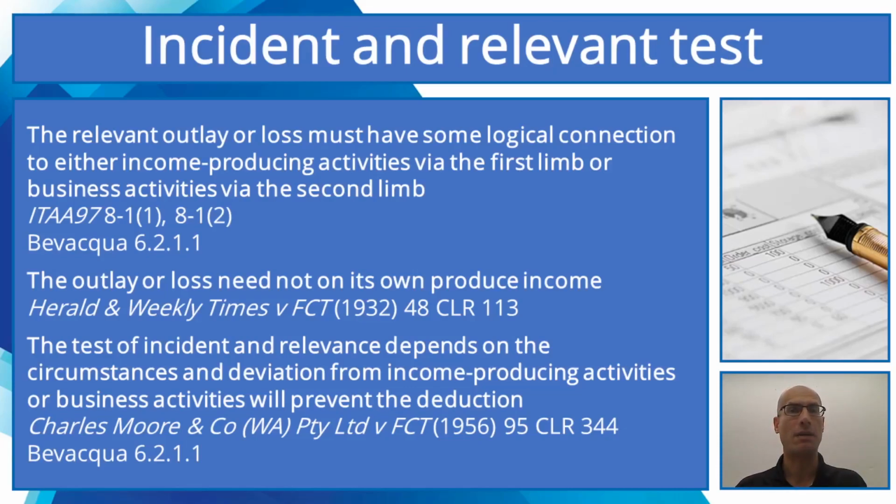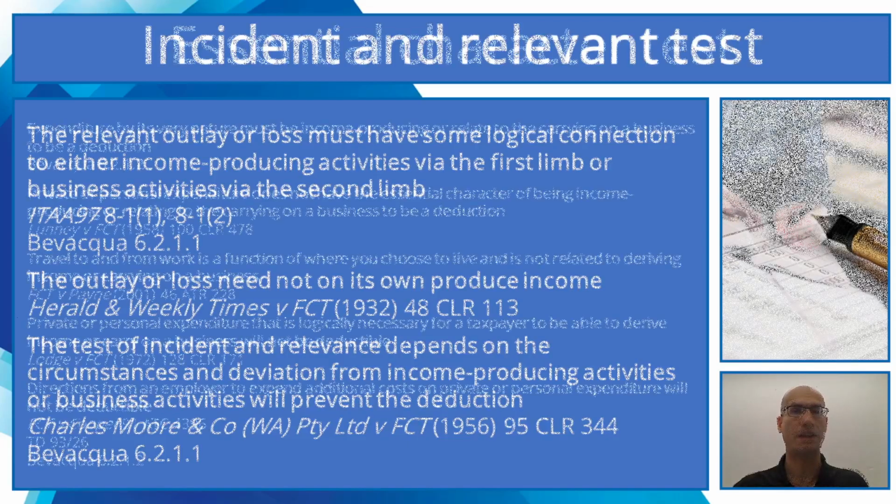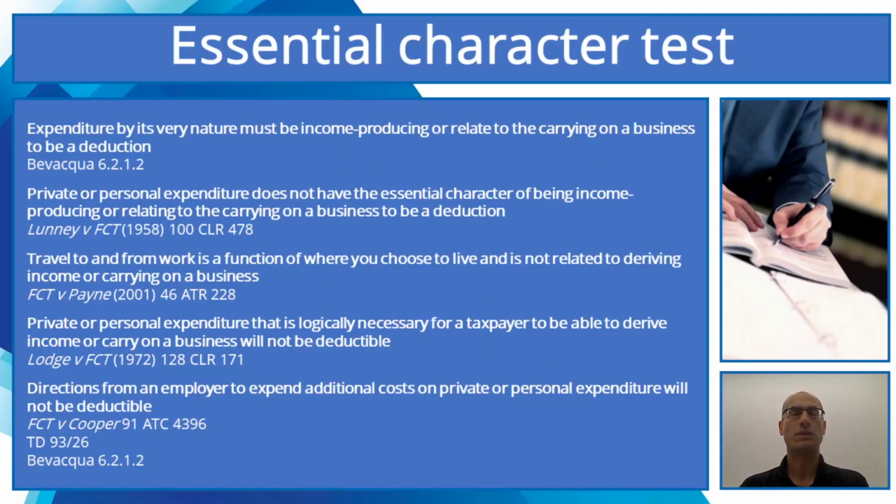You just need to be able to connect a series of dots in order to see at some stage in the future that there is or may be some form of income flowing from the activity. The second test that the courts use is what's called the essential character test. Here, it just looks at the fundamental nature of the particular expenditure to determine whether or not it either is income producing or relates to the carrying on of a business. And if it doesn't have that essential characteristic, it can't be a deduction under the general rules.